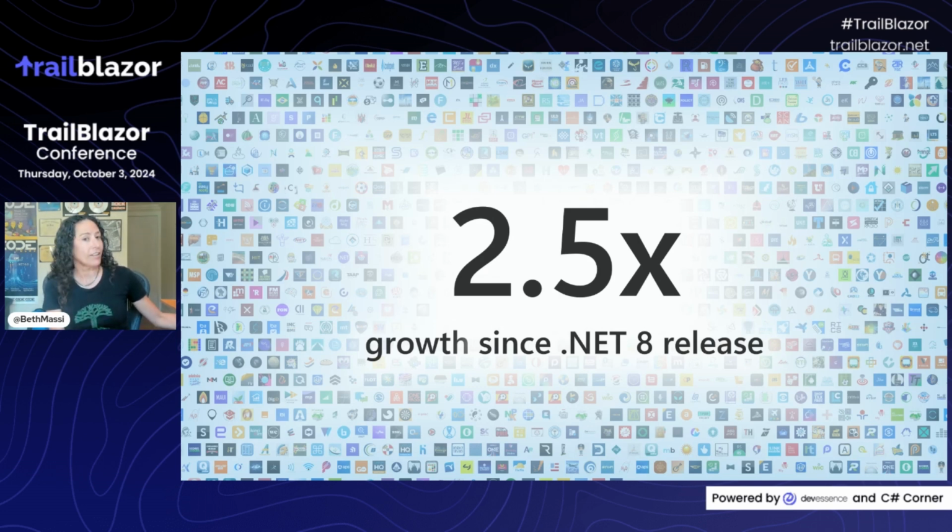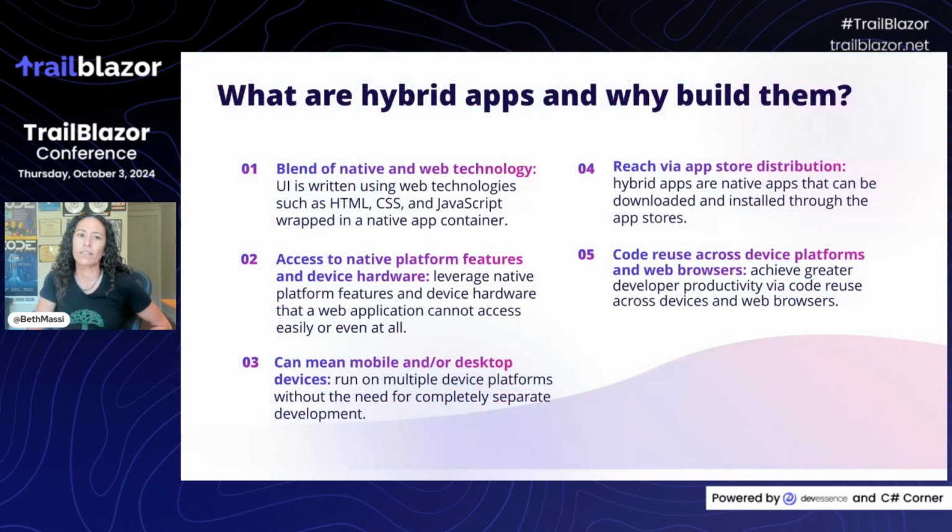So let's talk a little bit about why you would build a hybrid app. Hybrid apps are that blend of both native and web solutions. So the core of the UI of the application is written using web technologies like HTML, CSS, JavaScript, Blazor. These apps are then wrapped in a lightweight native app container that allows them to leverage certain native platform features and device hardware. So you can access a device's camera, calendar, push notifications, pinch and zoom, spread functionality, things that a web application can't access easily or maybe even at all. So this approach allows hybrid apps to run on, for example, iOS and Android platforms without needing completely separate development. And that's what MAUI gives you, but this also gives you the ability to use the WebView.